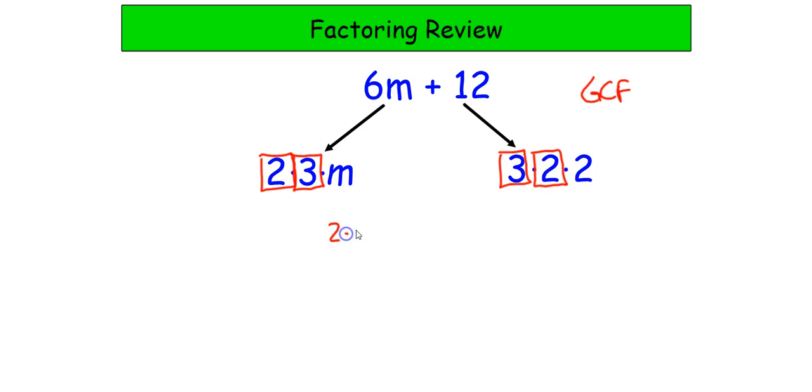So technically what this looks like is a 2 times 3 goes out in front. Over here, what's left is an m, and what's left over here is a 2. And simplifying that, I know that 2 times 3 is 6. So 6 times the quantity m plus 2 is what I'm left with for my factored form of 6m plus 12.